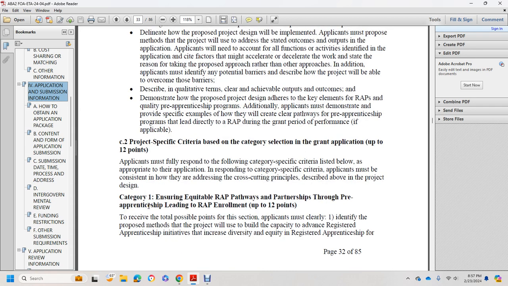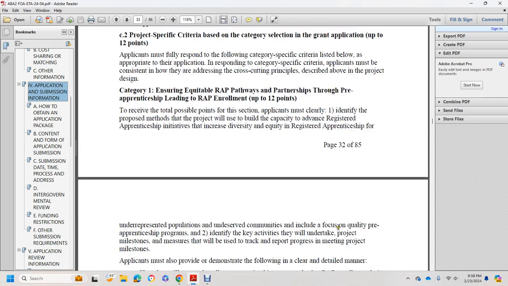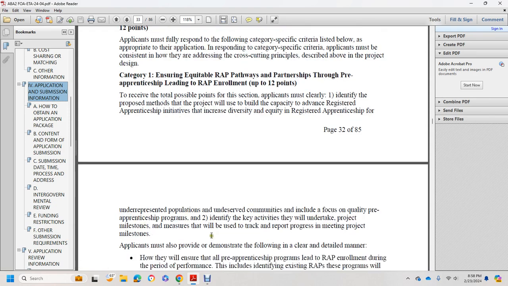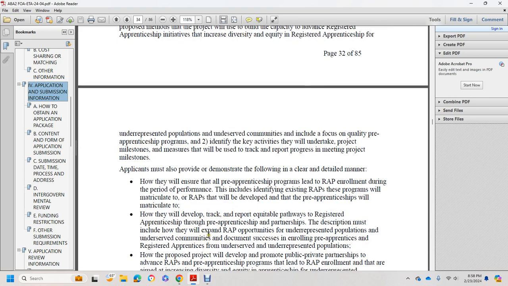Category 1, ensure an equitable registered apprenticeship pathway partnership through the pre-apprenticeship pipeline with registered apprenticeship enrollment, up to 12 points. Receive the total points possible for this section. The application must clearly identify what the proposed method of the project will be to build the capacity to advance registered apprenticeship and increase diversity and equity in registered apprenticeship for underrepresented populations and underserved communities, including the focused quality pre-apprenticeship program, with the key activities undertaken, project milestones, and measures to track and report progress and the meeting of the project milestones.